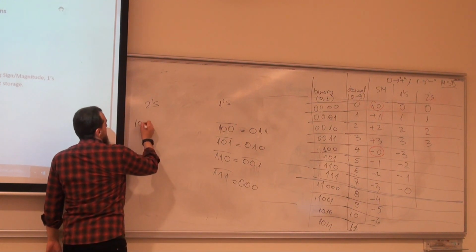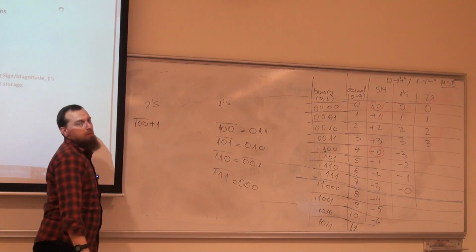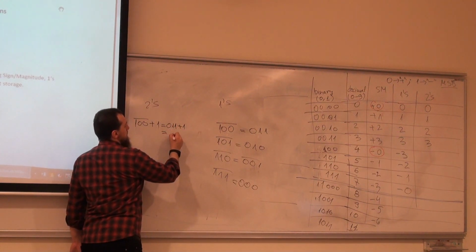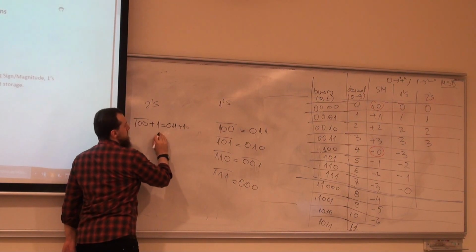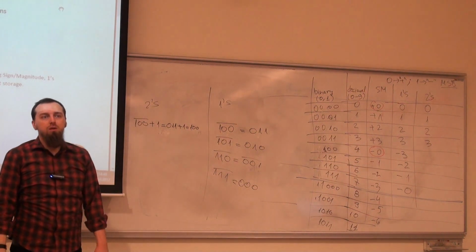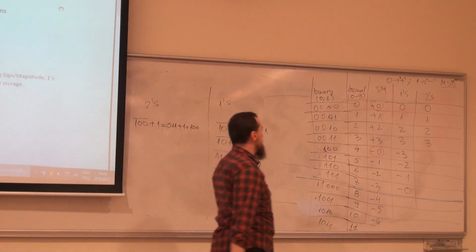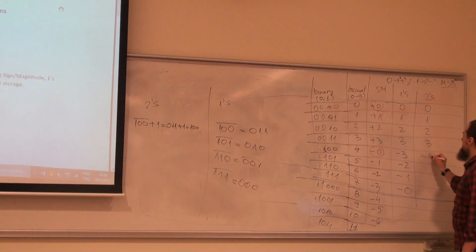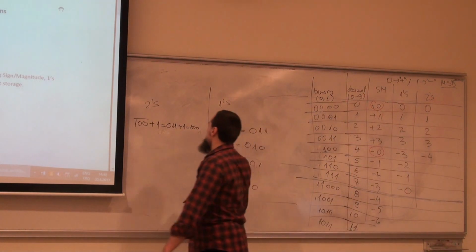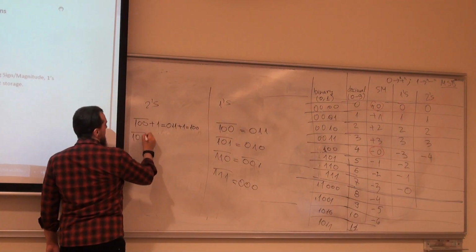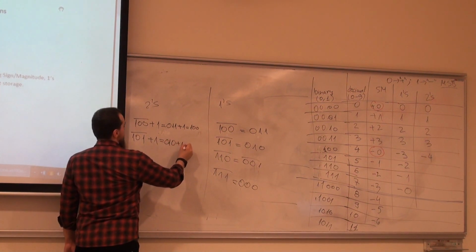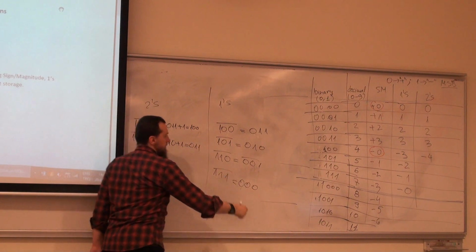Okay, so we do something like this. 0, 1, 1 plus 1, which is, let me write it here. How much is this? 100. And 100 is how much? It's 4. That's why we have minus 4 here. So this is the difference between 1's and 2's complement. Now let's go with 101. If we have 101, this is how we convert it. We have 0, 1, 0 plus 1, which is 0, 1, 1. This is minus 3.